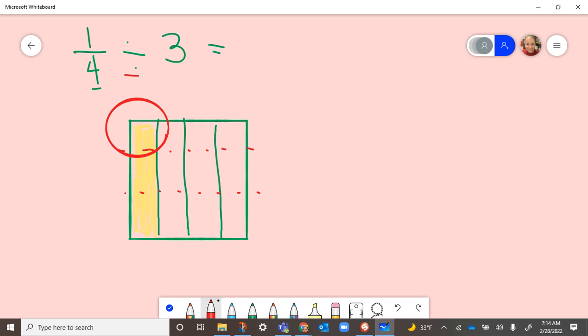Now, if you look at it, I've got 1, 2, 3, 4, 5, 6, 7, 8, 9, 10, 11, 12 parts. And my circled part is just one of those 12. So that's with the model. And then here's what it looks like with the algorithm. So let's say we've got our 1/4 divided by 3.